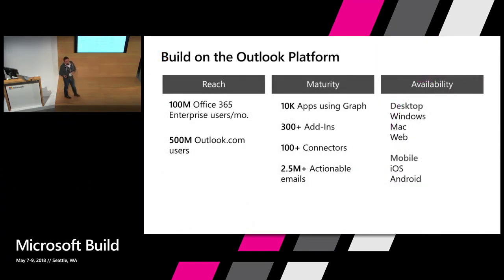So in case you're wondering why Outlook, Outlook has actually tremendous reach. There are about 100 million enterprise customers, about 500 million Outlook.com customers. The platform is getting mature. We have about 10,000 apps connecting to Microsoft Graph. There are about 300 plus add-ins, about 100 plus connectors available in Office Store. And we have actually a new capability called actionable messages. And so far, about 2.5 million actionable messages have been sent. The platform is currently available on all major Outlook clients.